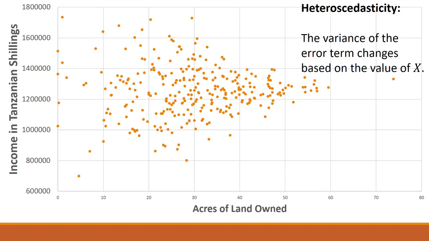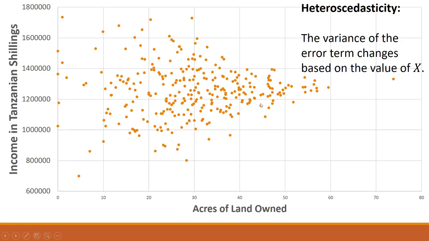What does that look like in practice? Here's a data set. Here we have income in Tanzanian shillings versus land, the amount of land that the farmer owns. When we look at the scatter plot of the data, we can see some striking characteristics. There's a lot of dispersion in the data, very large amounts of variance at low levels of land ownership. But when farmers have a lot of land, there's very little variation in the data.